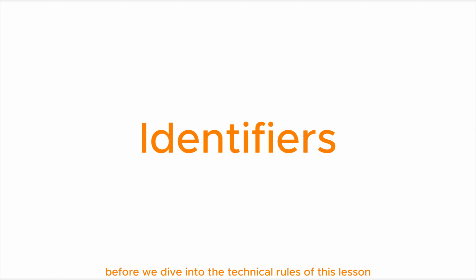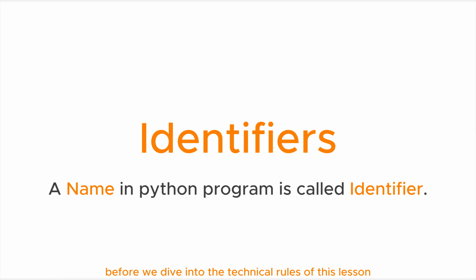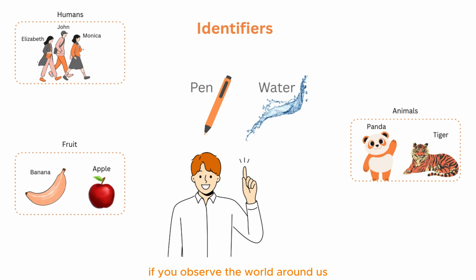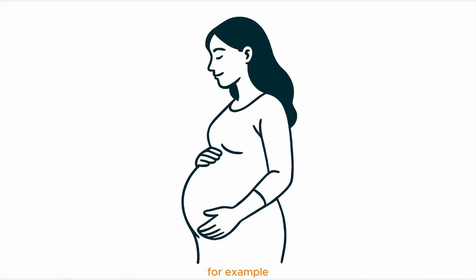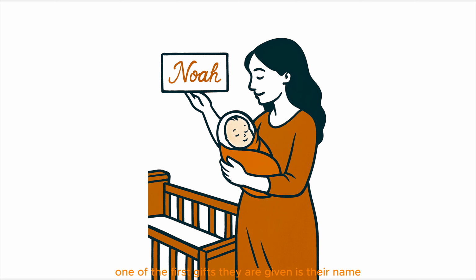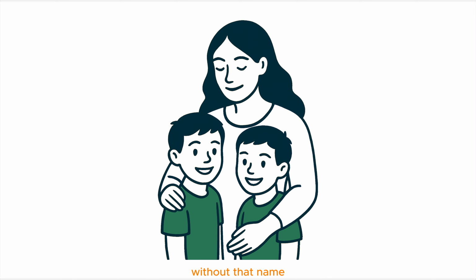Okay, before we dive into the technical rules of this lesson, let's take a moment to step back and look at nature. If you observe the world around us, we see that everything has a name. We identify things by their names. Anything that exists or comes into existence needs a name to be recognized. For example, when a child is born, one of the first gifts they are given is their name. Without that name, we can't call them or refer to them.